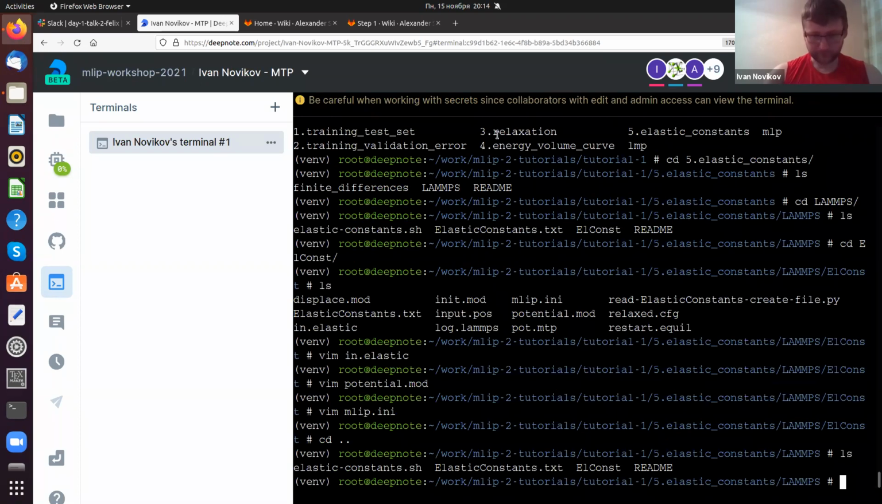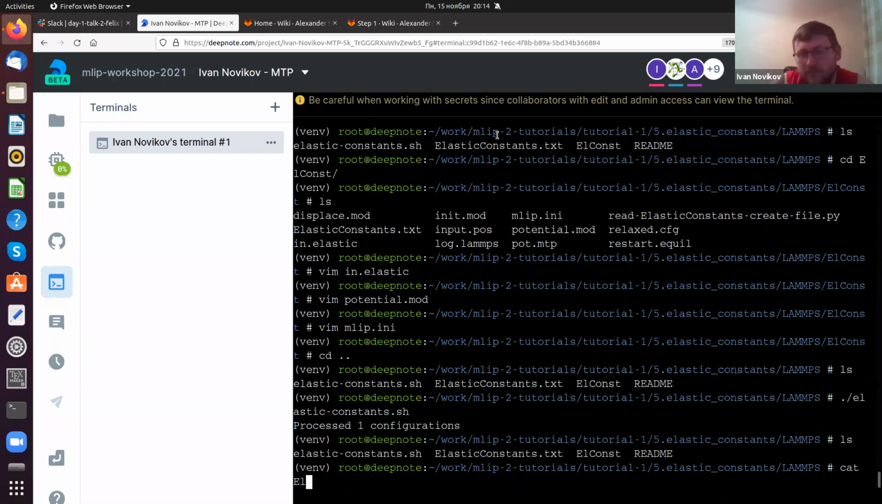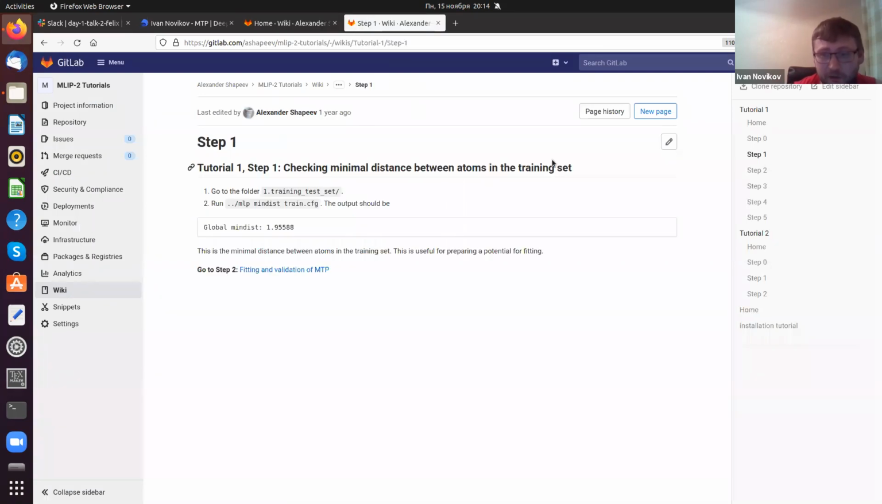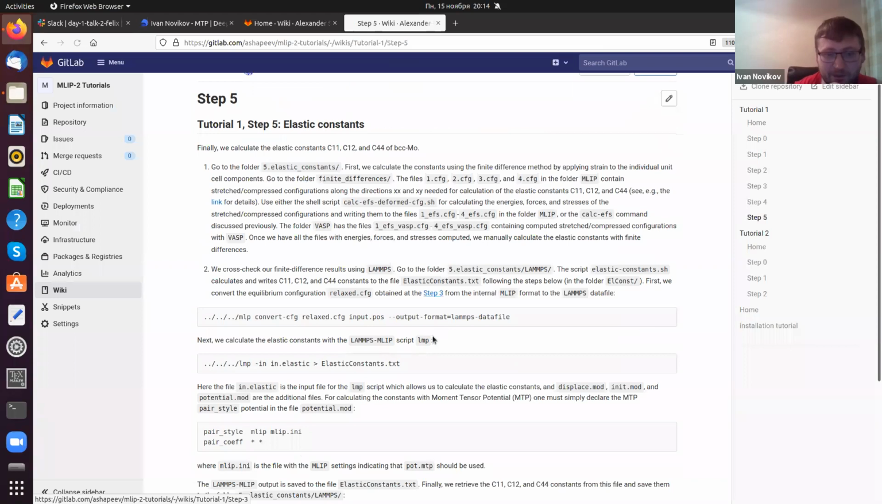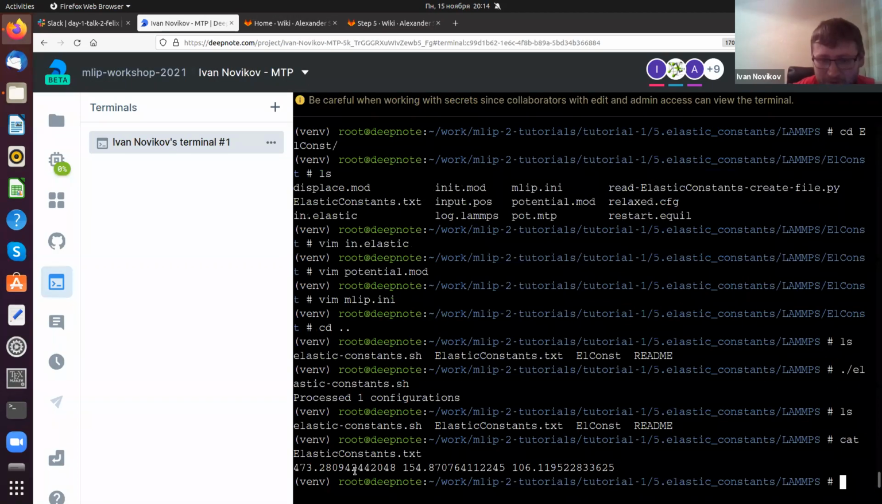Let's try to run elastic constants. Yes. Get elastic constants. Elastic. Okay, so here we have 3 elastic constants calculated. Again, everything is duplicated here, step by step, step 5. Elastic constant calculations: 473, 155, 106. Let's see here. Yes, 473, 155, close to this, 106. So in such a manner, we may train MTP, we may carry out validation of MTP and calculate properties of materials, for example, here, elastic constants.